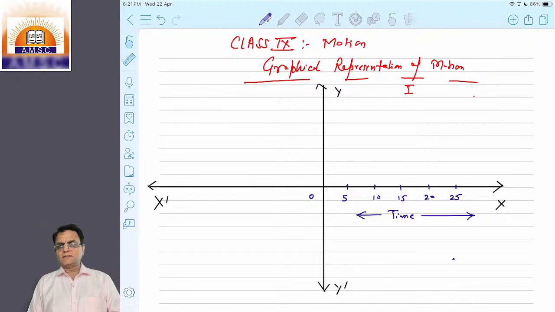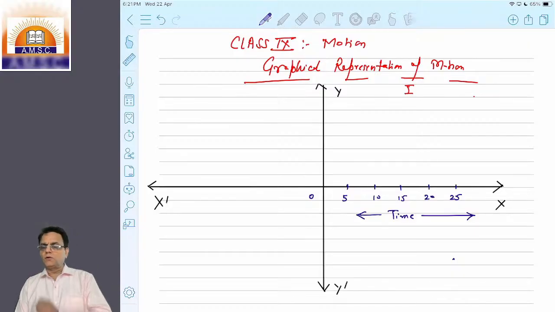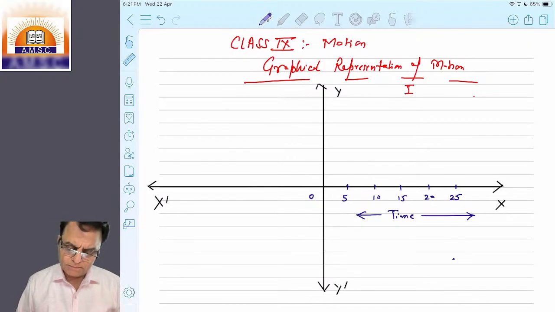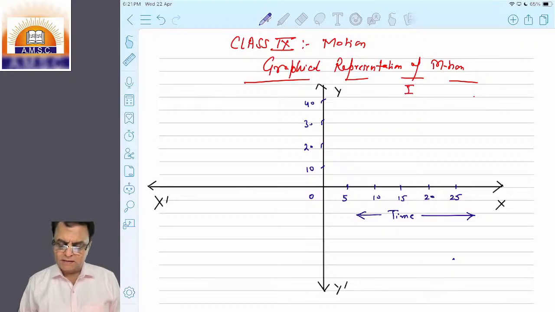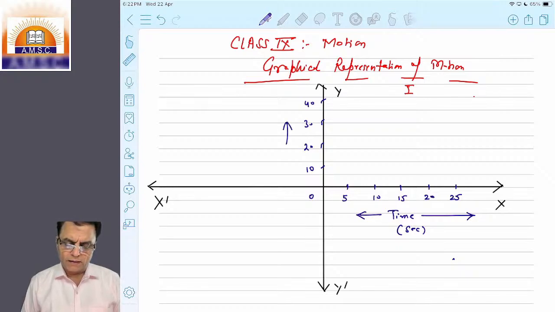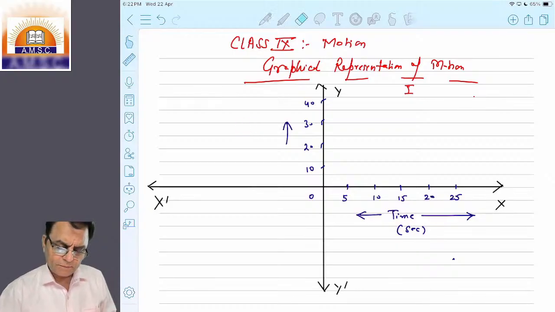But here, when we are analyzing the uniform motion, let's consider that these values on the y-axis are 10, 20, 30, 40. So that means let us consider the time axis is represented in seconds, and y represents the distance, right, in meters.